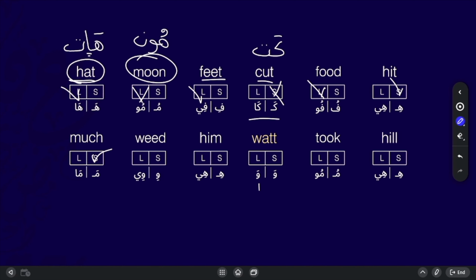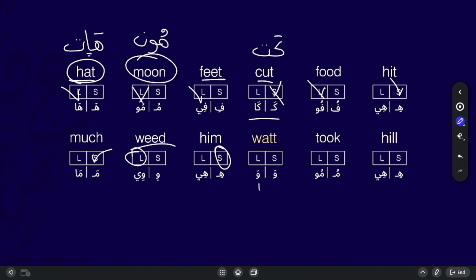Weed. You can say wid, although it doesn't mean anything. We don't care about meaning here. We care about sounds. Weed, I can make it shorter. Wid. So this is long. Him. It's hard to make it shorter. So this is short.